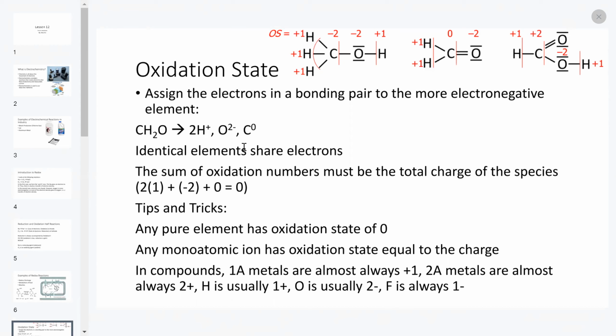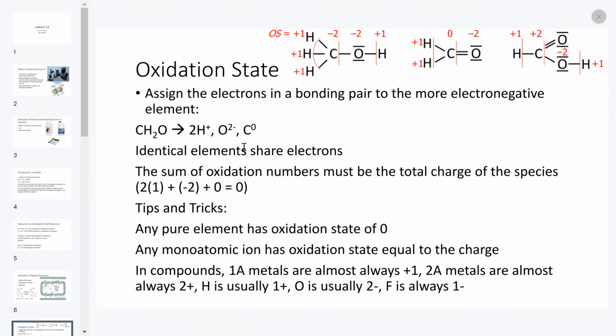Now here's a way to check your work. You add up all of the oxidation numbers, and the sum of the oxidation numbers must equal the total charge of the molecule or ion. In our previous example, we had 2 hydrogens, each one was 1 plus. We had a carbon that was 0, and we had an oxygen that was -2. So 1 plus 1 plus negative 2 is 0. And the overall molecule also has a charge of 0. So we've done it right.